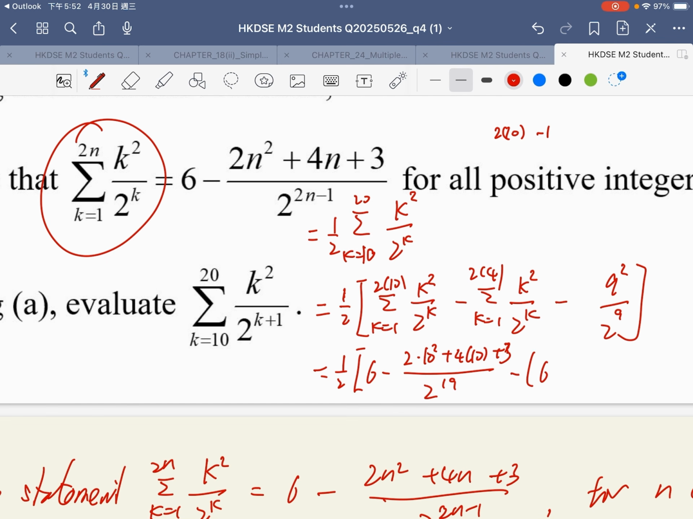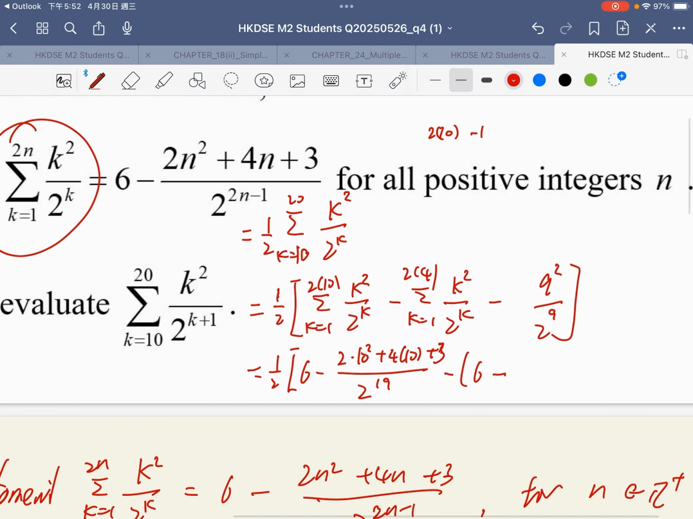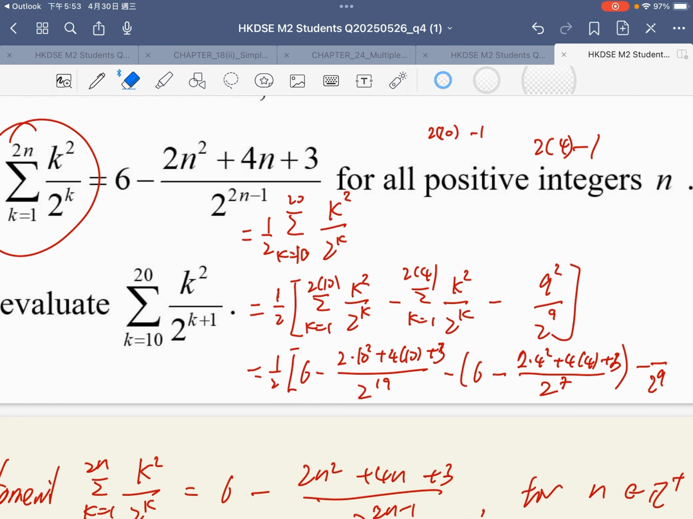Okay, the second part, 6 minus, in this case, the n should be equal to 4. 6 minus 2 times 4 squared plus 4 times 4 plus 3 over 2 to the power 2 times 4 minus 1, which is equal to, yes, 7. Yes, it is 7. The last term is 2 to the power 9, also 9. The numerator is 9 squared, which is 81.